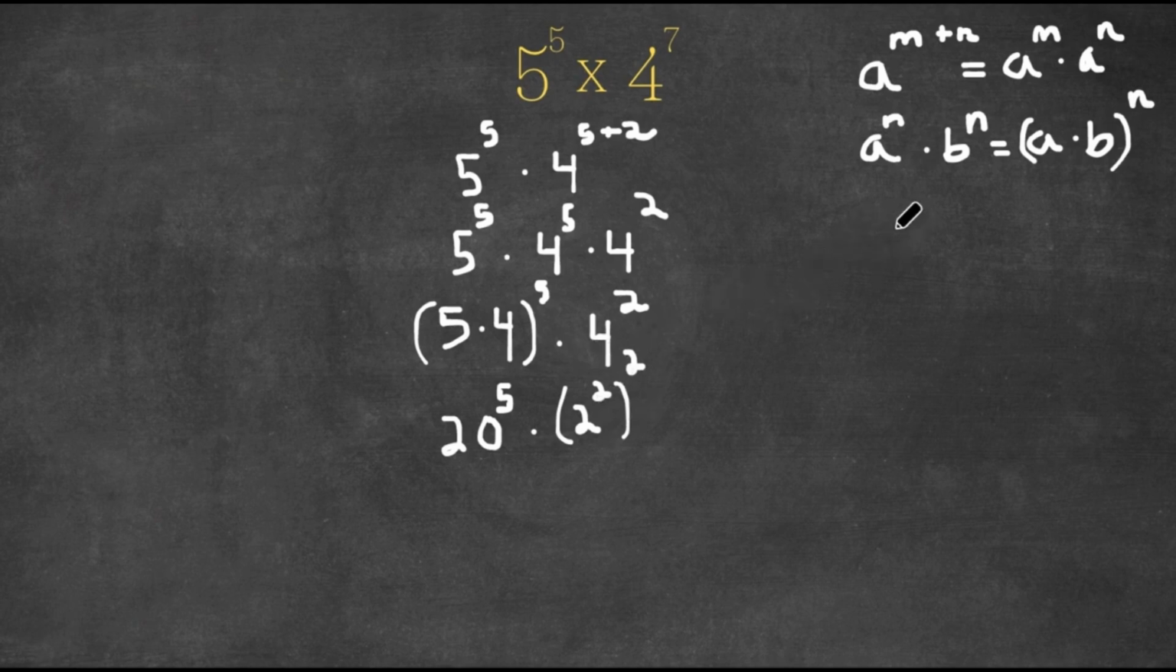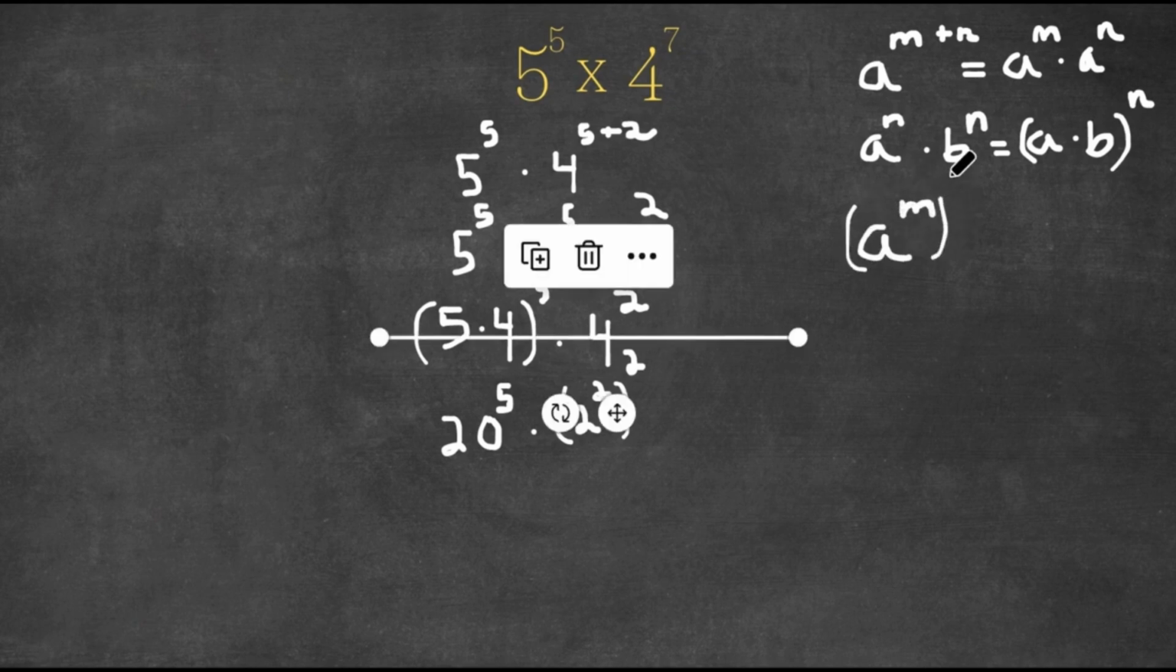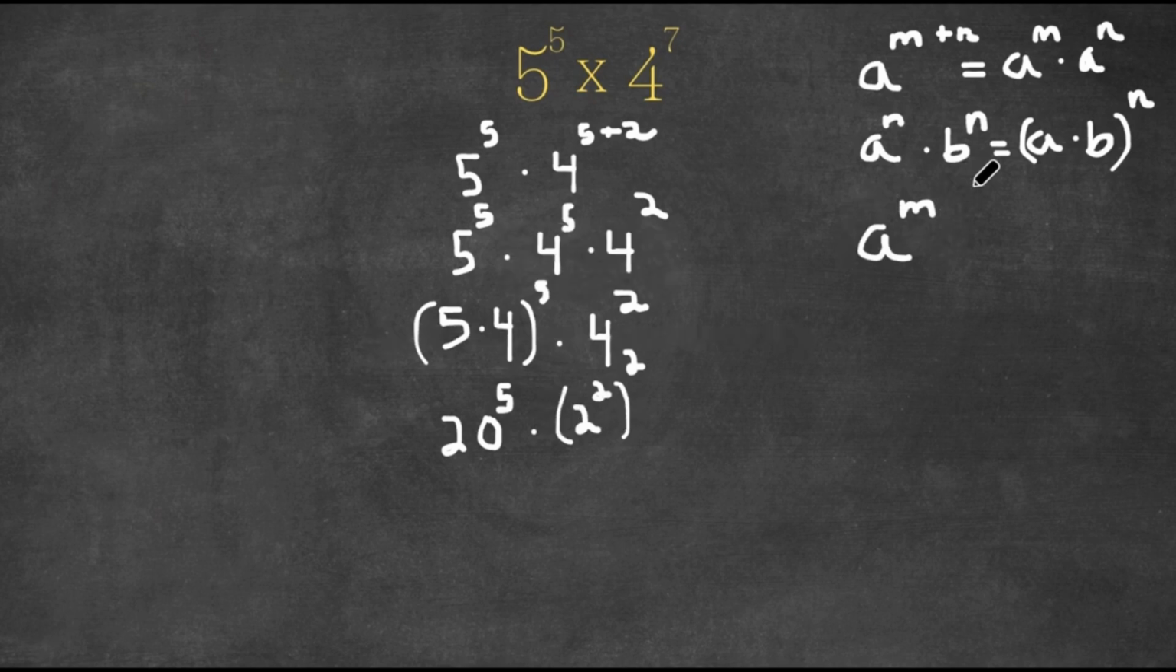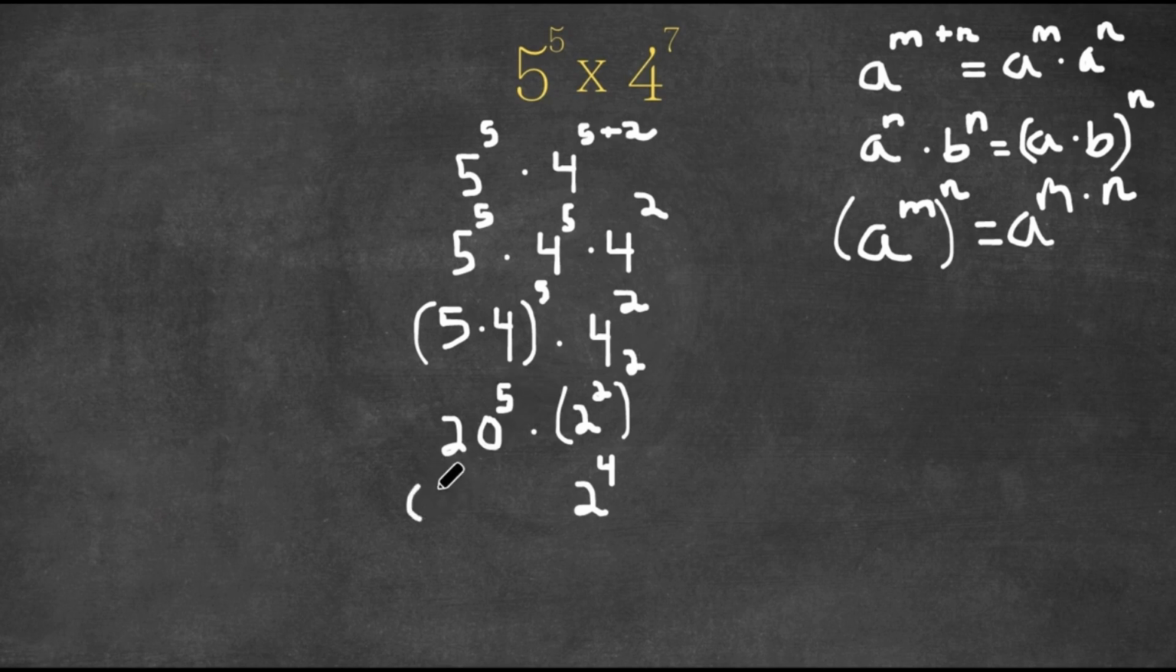Now, this is actually another exponential property: if we have a to the power of m to the power of n, this is equal to a to the power of m times n. So 2 to the power of 2 to the power of 2 is the same thing as 2 to the power of 4, because we're simply multiplying these two. And I'm going to rewrite 20 as 10 times 2. So we have 10 times 2 to the power of 5 times 2 to the power of 4.